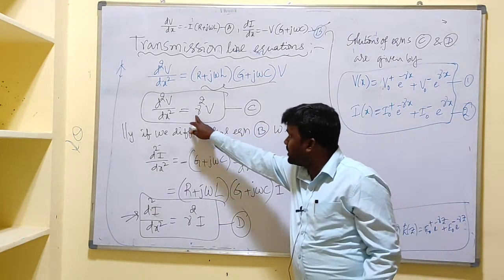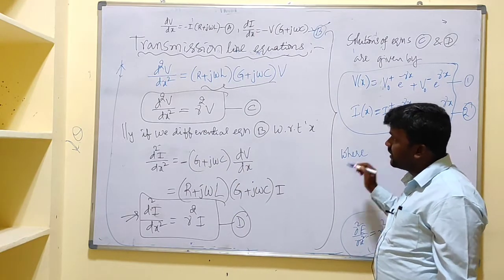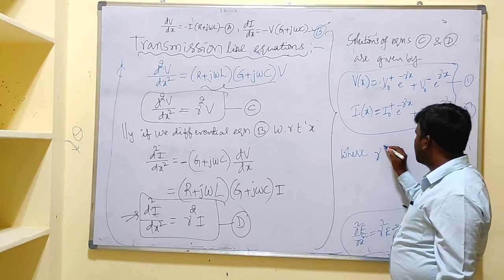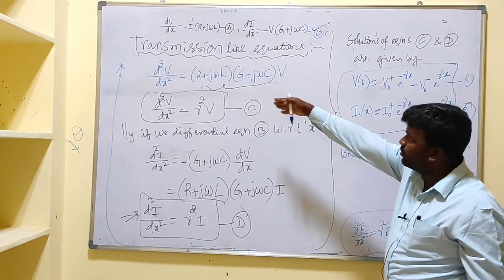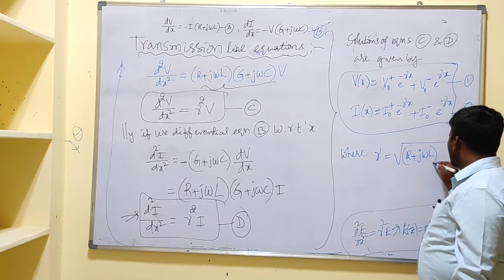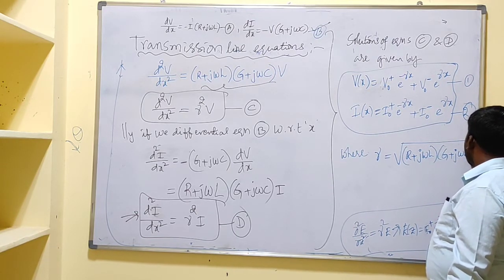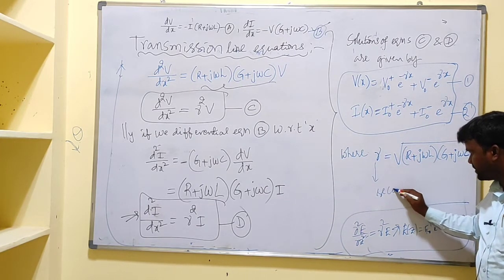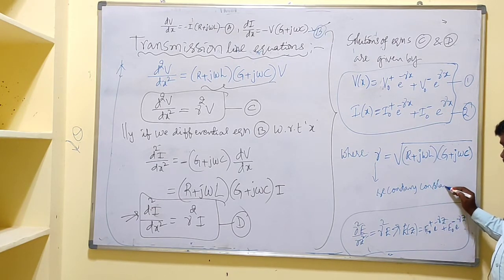Basically, here we consider gamma square. I forgot to write that gamma square here. Gamma means the square root of (R plus j omega L) into (G plus j omega C). So this gamma is in terms of the primary constants, that's why it is called the secondary constant of the transmission line, or the secondary parameter of the line.